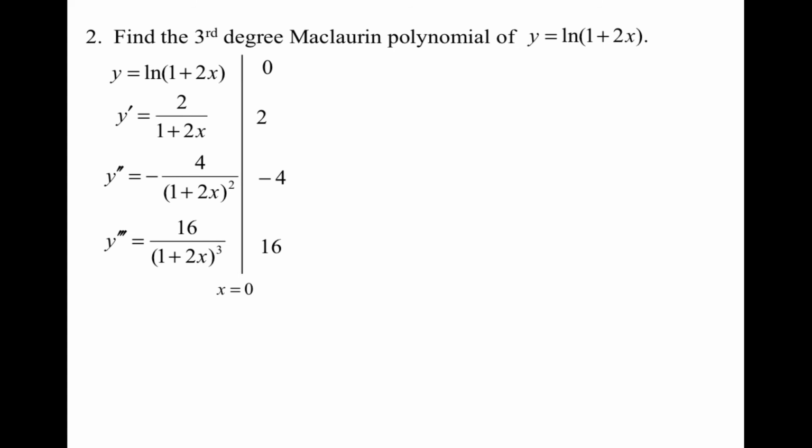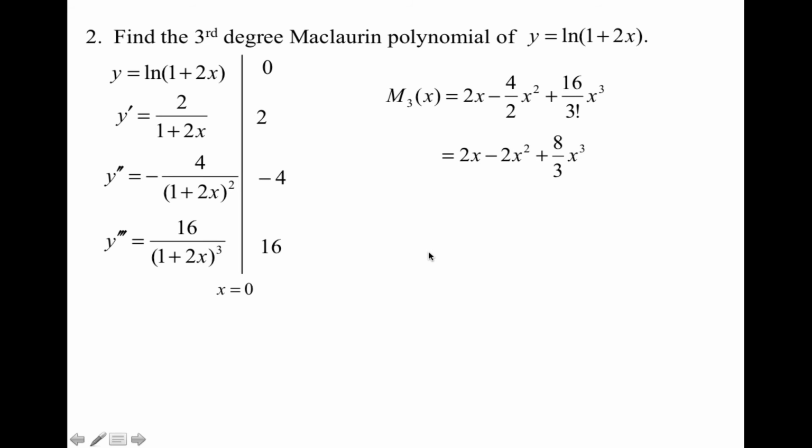So when you write out your third degree Maclaurin polynomial, the first term is just going to be times 0, so that's why I don't have anything here. So there's your first derivative, second derivative, third derivative. And that can be simplified because the 3 factorial, the 2 times 1, will cancel out the 2 times 1 in the 16.